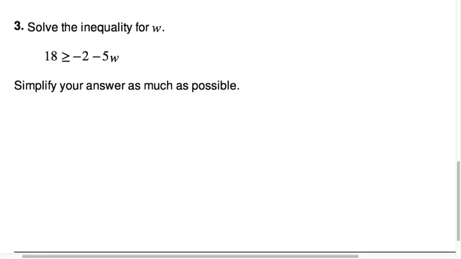So this inequality, 18 is greater than or equal to negative 2 minus 5w. We'd like to do what we did before and solve this inequality. Get the w by itself and figure out what range of values for w will meet this condition.